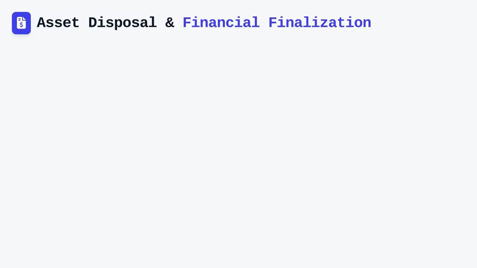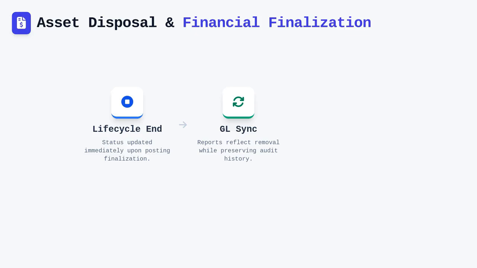Once the disposal posting is finalized, the asset status is updated to reflect that the lifecycle has reached its end. The general ledger updates immediately, meaning that financial reports generated for the current period will show the asset as removed, while historical data remains intact for auditing.